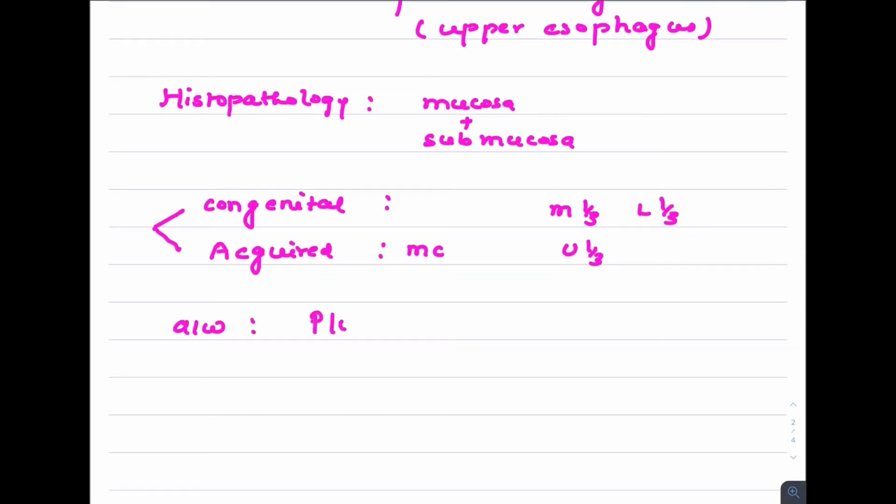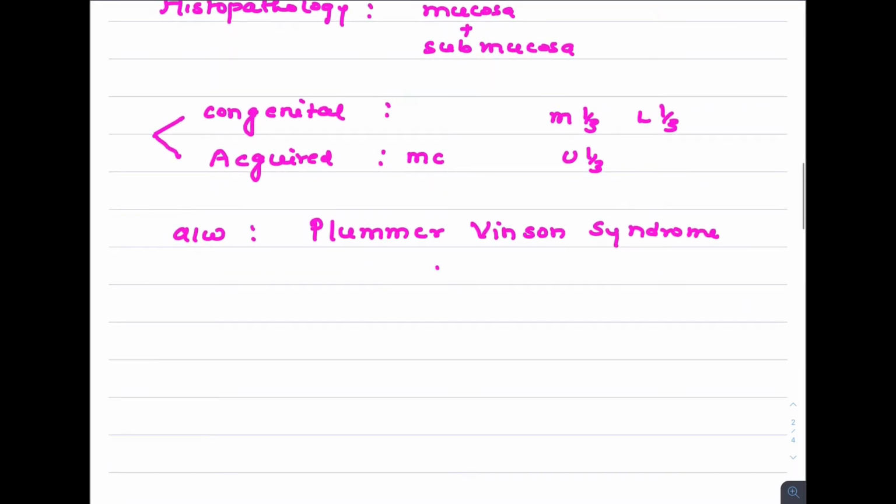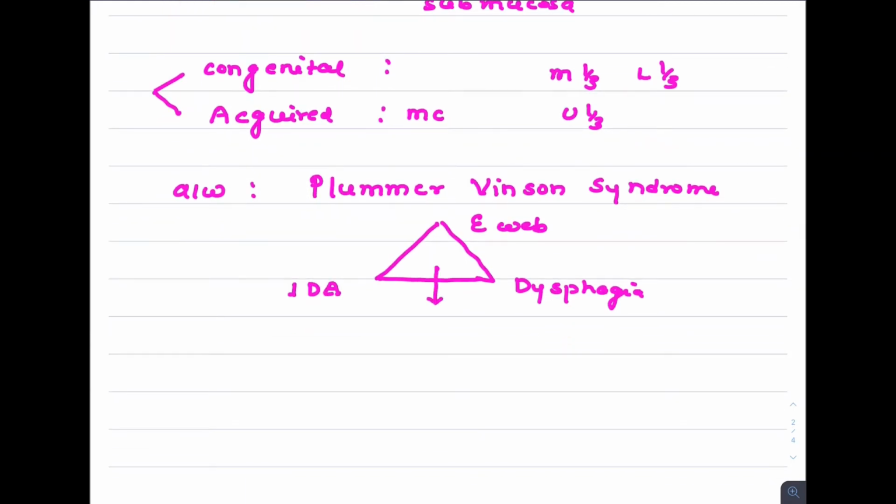It is associated with the very important syndrome, which is Plummer-Vinson syndrome. You must have heard of it many times. There are lots of MCQs related to this syndrome, and they usually ask about this triad, which consists of esophageal web, dysphagia and iron deficiency anemia. So Plummer-Vinson leads to web leads to dysphagia leads to IDA.